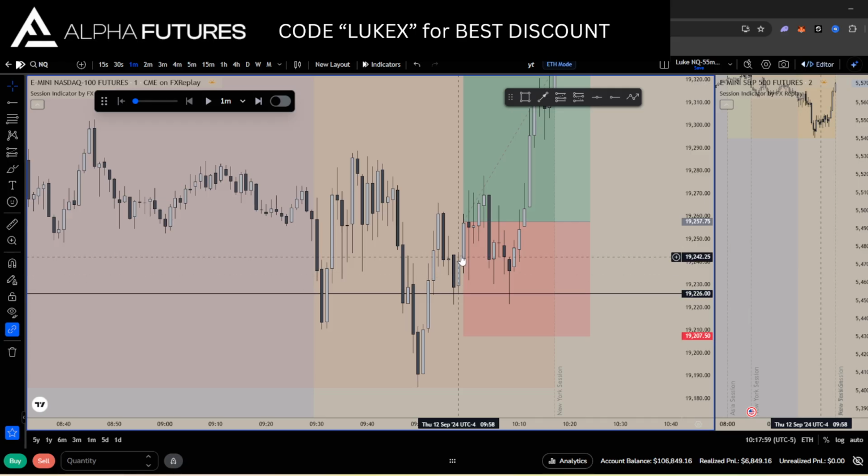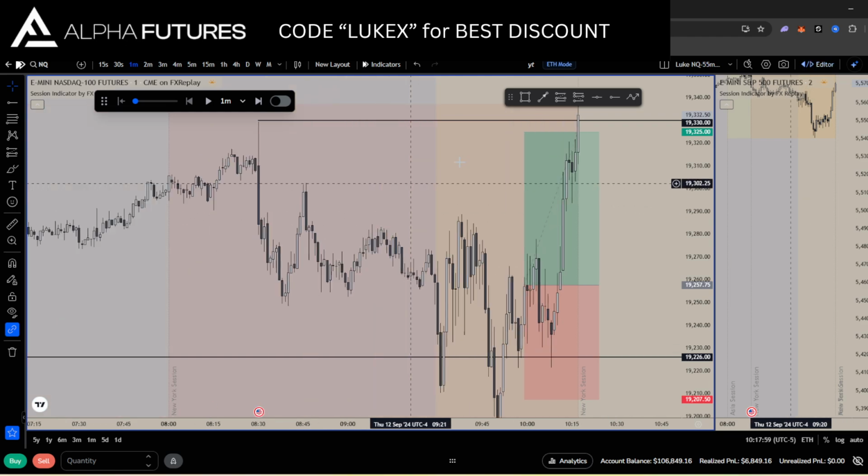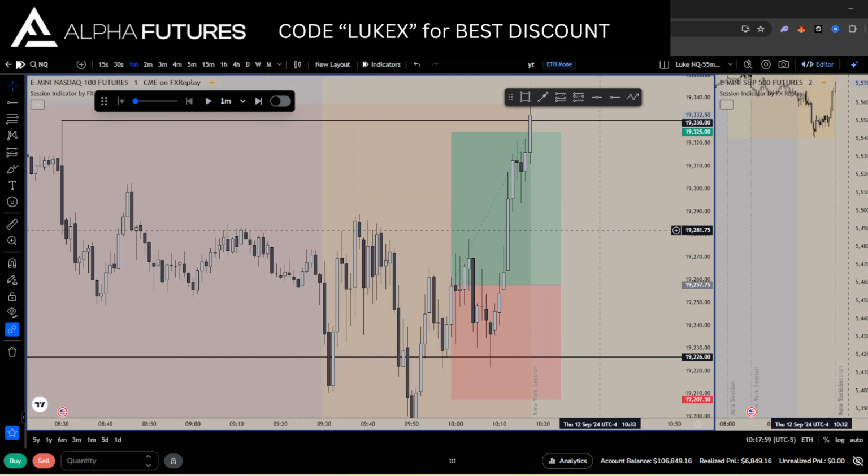We get displacement out of it right here where I take the entry. I give my stop some room this time. Break even here after we take all these relative equal highs, and then target to the draw on liquidity up here.